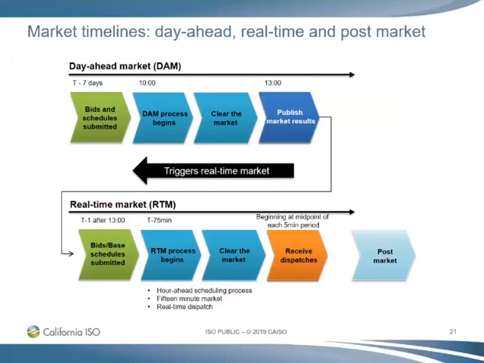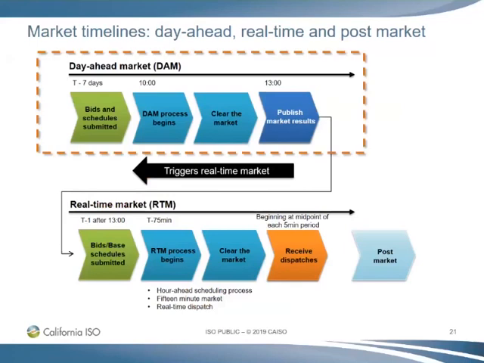Now let's conduct a brief overview of the market's timeline. We have just talked about both the day-ahead and real-time markets, and this diagram shows the relationship between the two. As you can see, they are very similar. In the day-ahead market, bids are submitted, the market processes run, bids clear the market, and market results are published. There are a number of market applications involved in this process. When the day-ahead market is published, this triggers the opening of the real-time market.